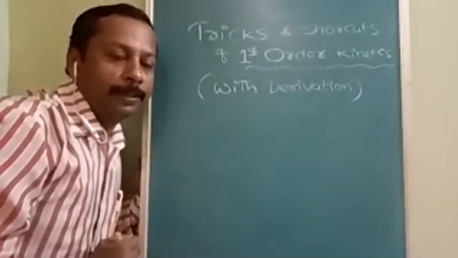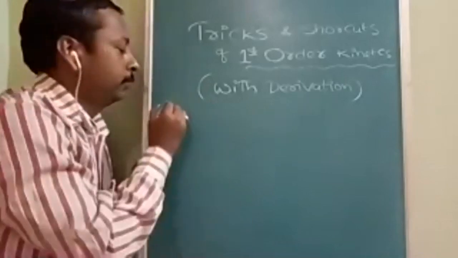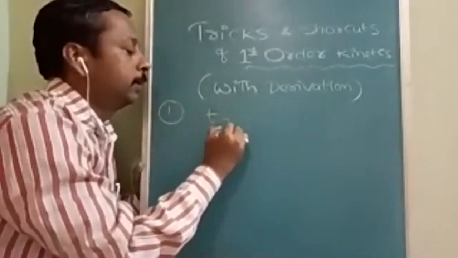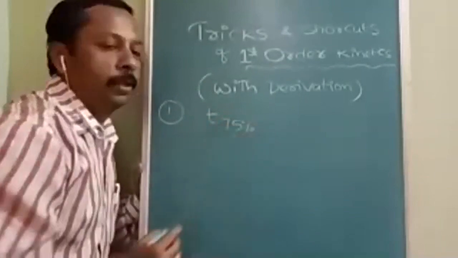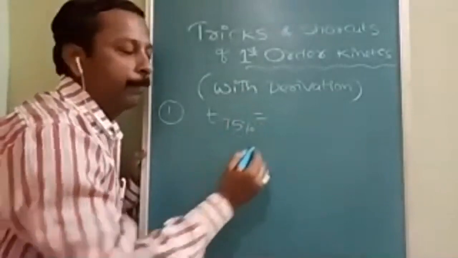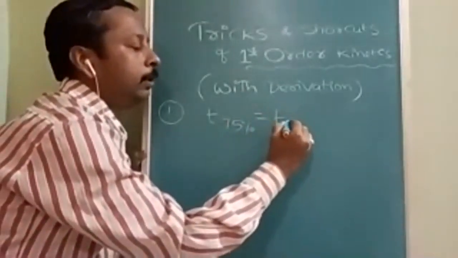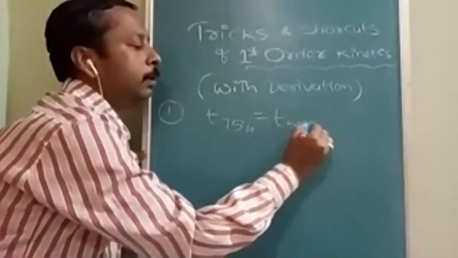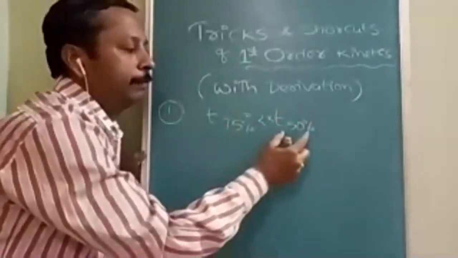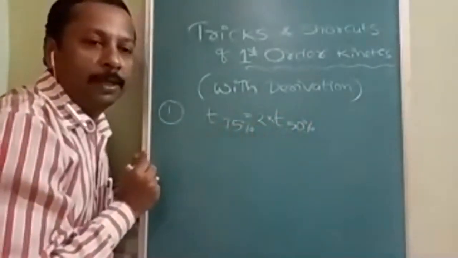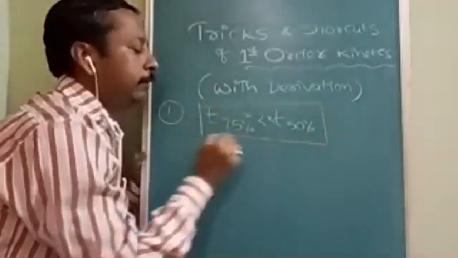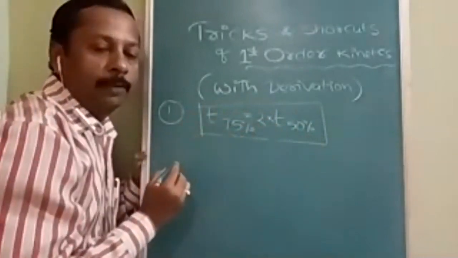Let us see one example. The first example: in the question there is a trend that asks what is the 75% life. What they will ask is: what is the 75% life if the half life is this much, or if t 50% is this much. Simply, you multiply that t 50% by 2, and you get t 75%. This is a direct formula: t 50% into 2 is equal to t 75%.